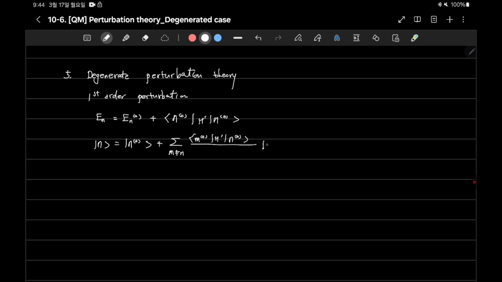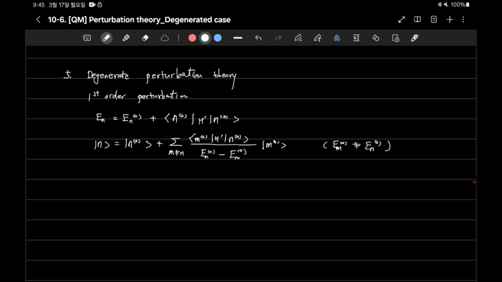Between state n0 and state m0, divided by the energy difference En0 minus Em0. Because the numerator should not be 0, En0 should not be equal to Em0. So it is a non-degenerate case. Surely it is a non-degenerate case.